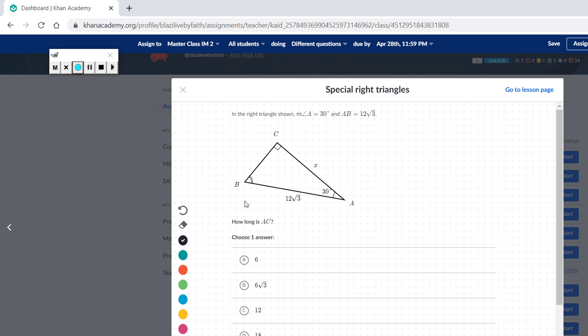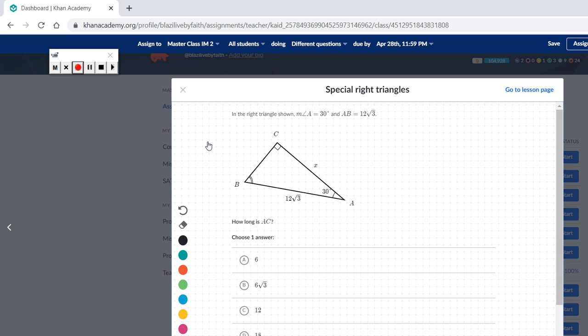This triangle is a 30, 60, 90. It gives us the 30 degree angle and the right angle, so I know that the other angle has to be 60 degrees. Now I'm going to solve these a certain way. I'm going to use what we know about 30, 60, 90 right triangles. I did a video on these. There's a pattern for these.